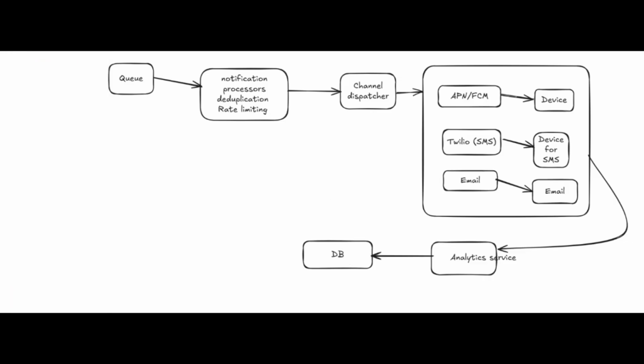Let's recap the key components. Queue to buffer and decouple. Notification processor for deduplication and retransmitting. Channel dispatcher to choose the right channel. Adapters to integrate with external services. User delivery through SMS, email or push notification. An analytics service to track delivery and engagement. This design is modular, scalable and extensible, making it easy to plug in new channels or update logic without rewriting the entire system.